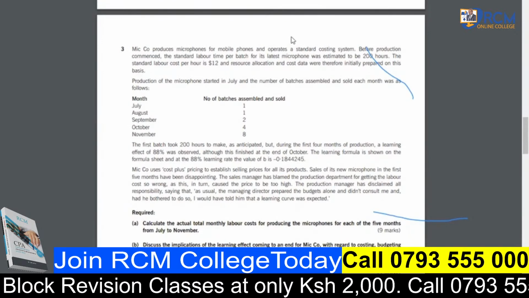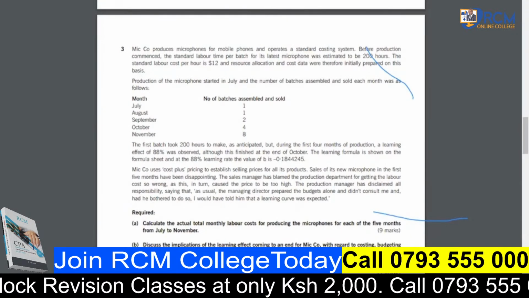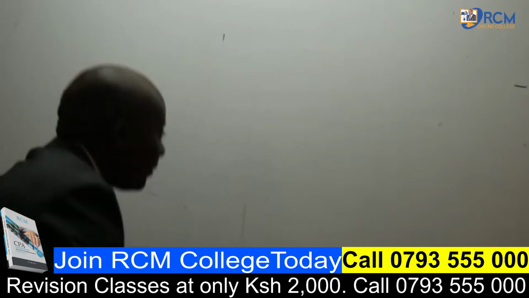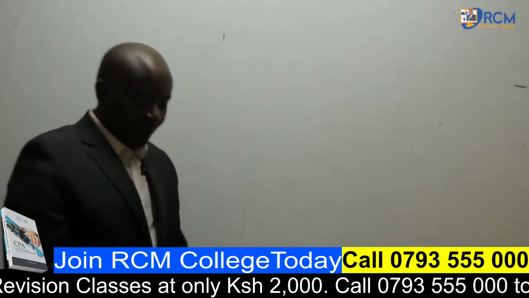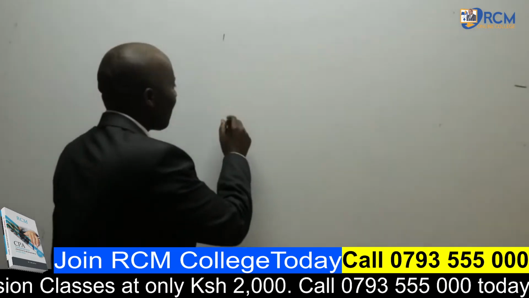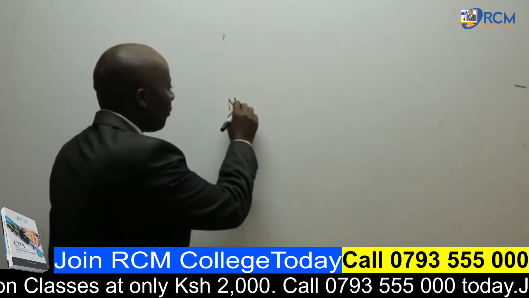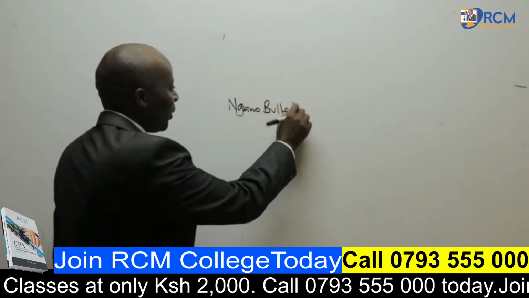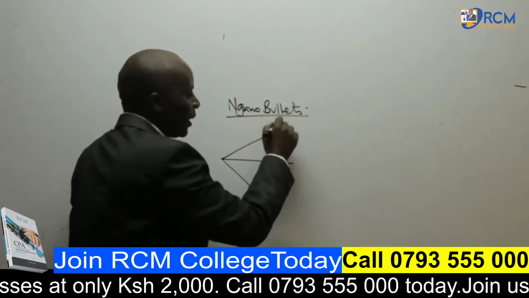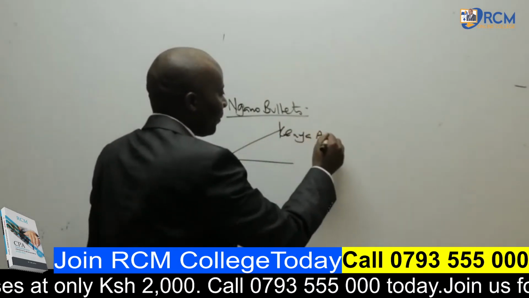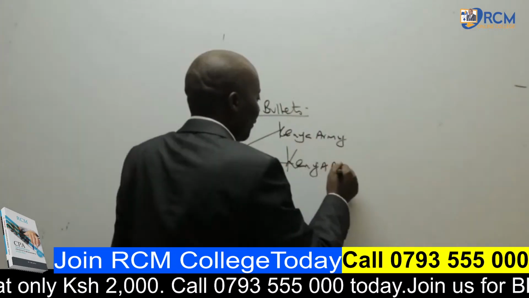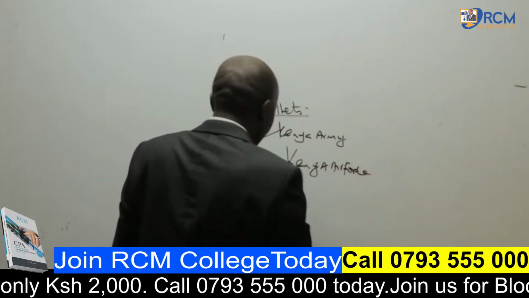Okay. Now, ladies and gentlemen, getting the total labor cost for each is not a problem to me. This is something that I'll be able to do with my eyes closed. And I would want to start this way. Assuming we have a company called Gano Bullets in Eldoret, which supplies bullets to these three entities. We have the Kenya Army, we have Kenya Air Force, and then we have, in this case here, the Kenya Navy.